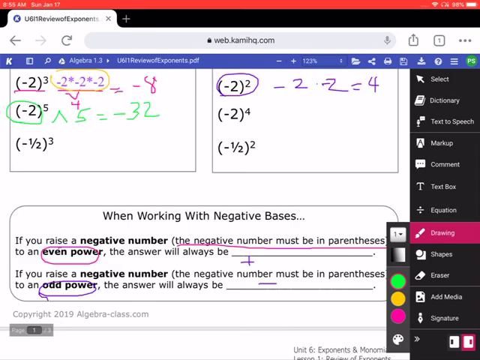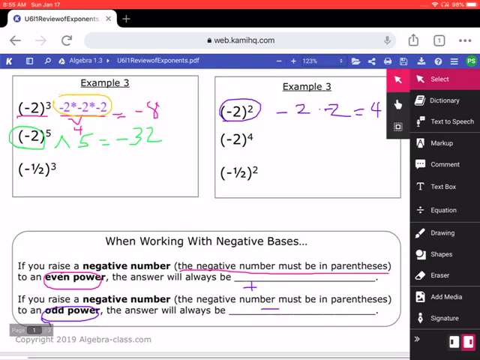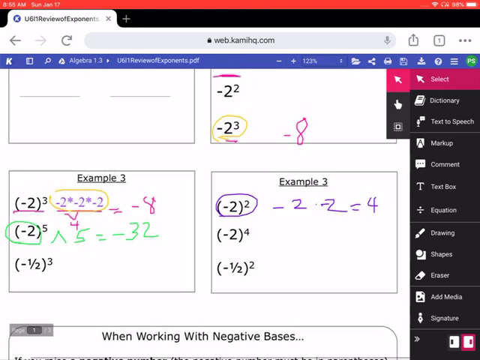So this is how you work it, and this is the difference between when you have a negative number in parentheses and when it's not in parentheses. So the parentheses can change it, as in the examples over here with the odd power, it'll make it odd. But if it's an even power, then it'll make it even.